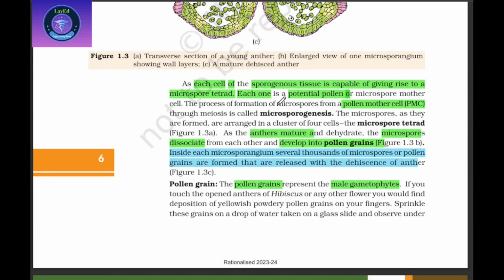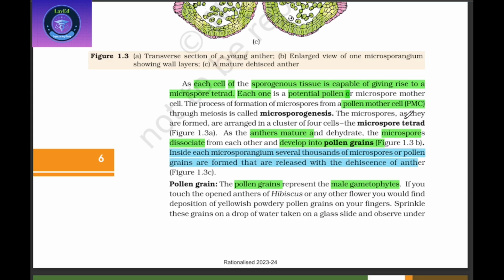Now what is given? The same thing is already written here. As each cell of the sporogenous tissue is capable of giving rise to a microspore tetrad, each one is a potential pollen mother cell. The process of formation of microspores from a pollen mother cell is called microsporogenesis. If it is a board exam, you have to write this. You can also imagine the concept and then write. The microspores, as they are formed, are arranged in a cluster of four cells, also known as a microspore tetrad.